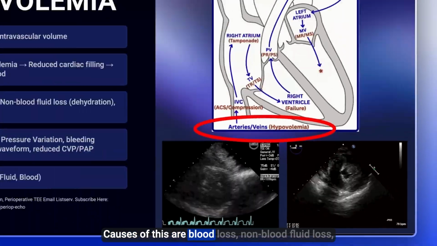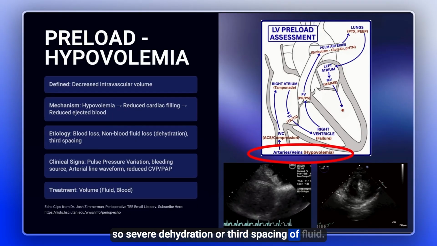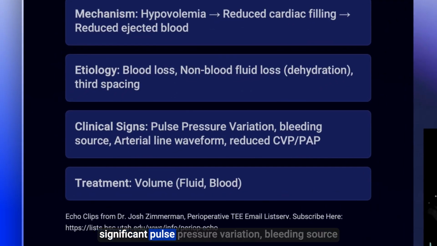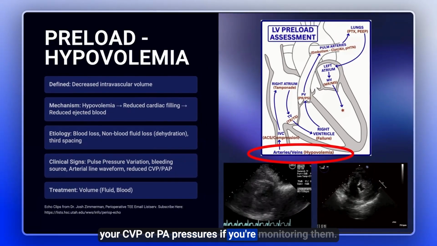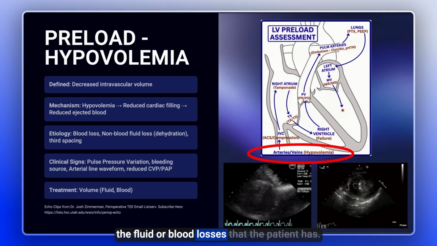Causes of this are blood loss, non-blood fluid loss, so severe dehydration, or third spacing of fluid. Non-echocardiographic clinical signs you may see are significant pulse pressure variation, bleeding source in a perioperative setting, changes to your arterial line waveform where you may have decreased area under the curve of that waveform, and you'll see a reduction in your CVP or PA pressures if you're monitoring them. The treatment for this condition is replacing the fluid or blood losses that the patient has.